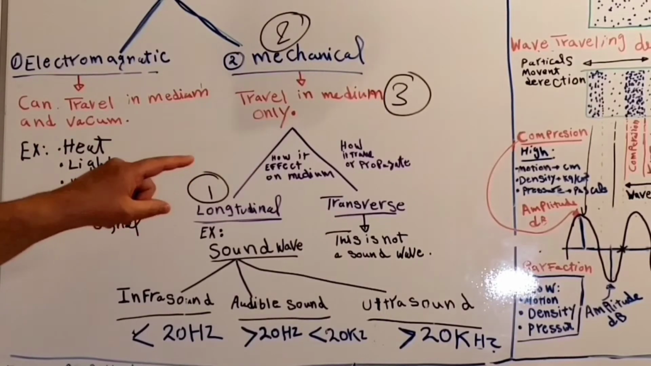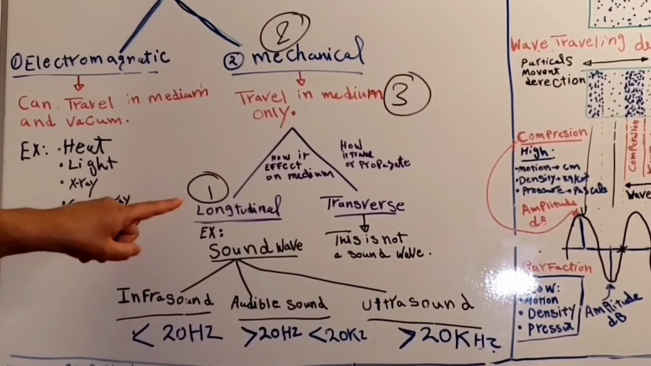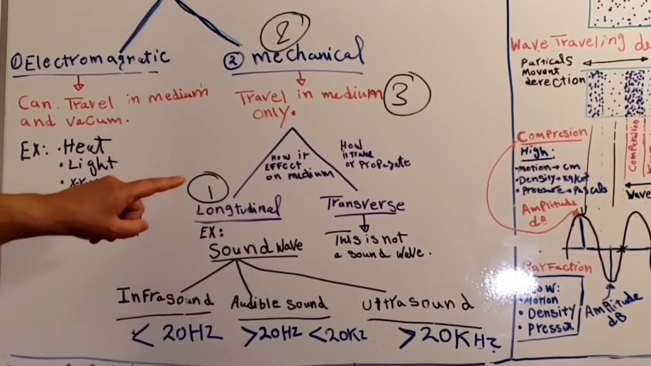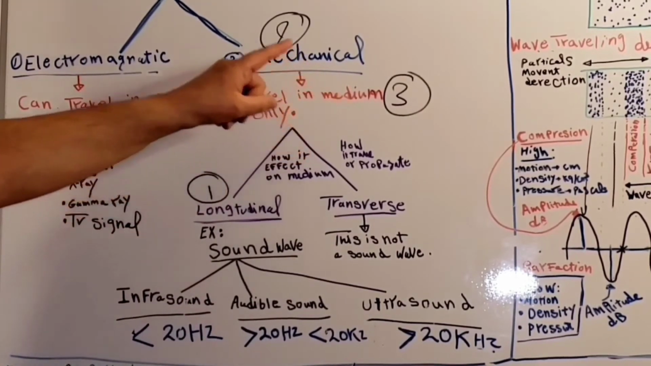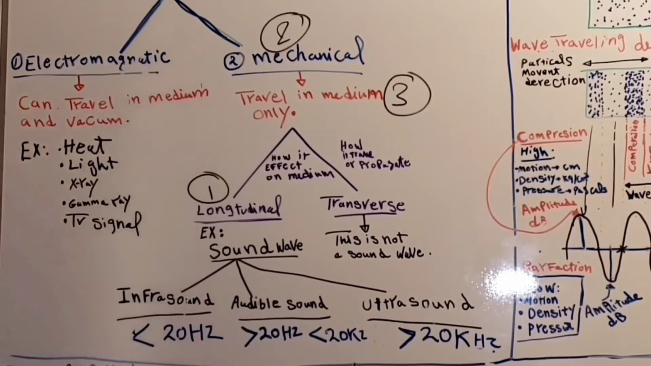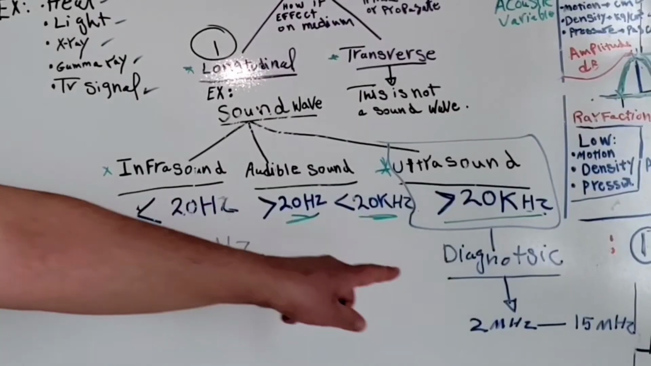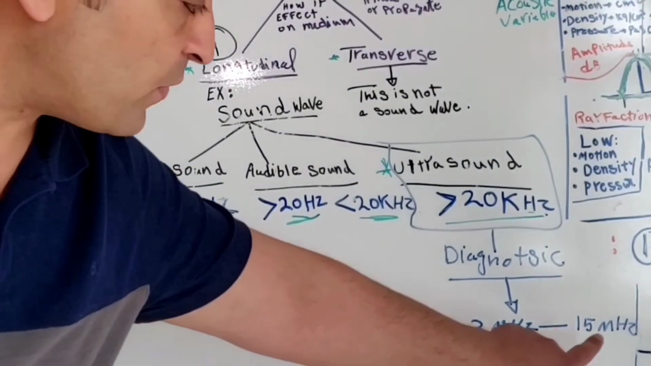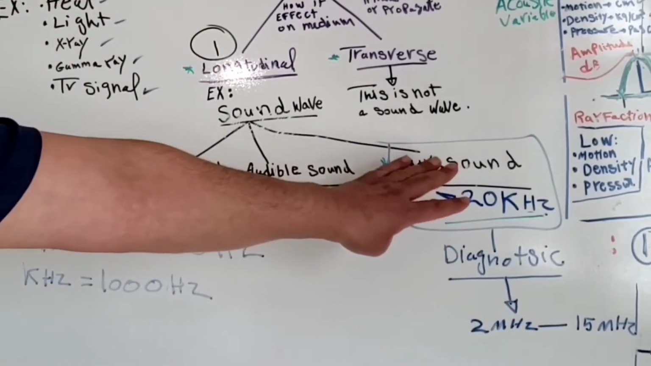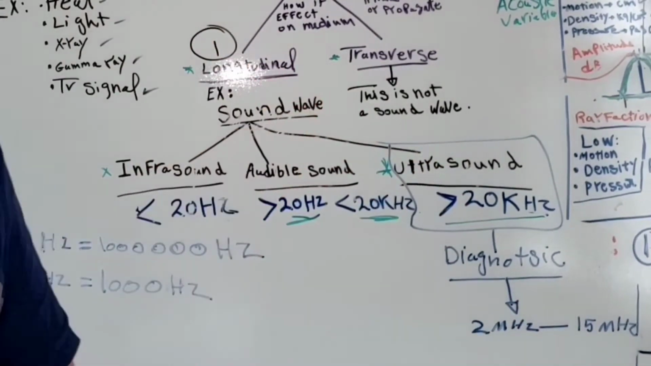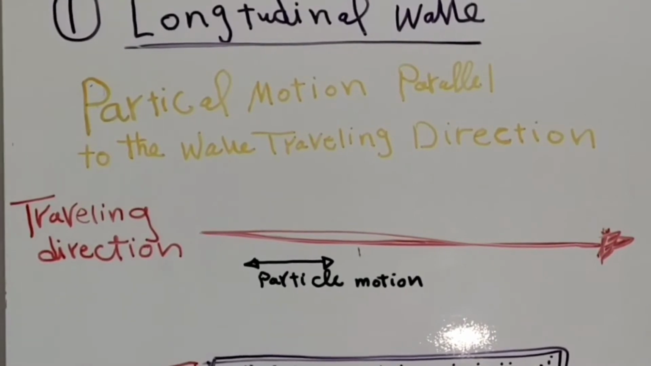From here we can say that the sound wave is a longitudinal wave, it needs a medium, and it is a mechanical wave. So in diagnostic imaging we use 2 megahertz to 15 megahertz, and it is an ultrasound that we cannot hear. Longitudinal wave.